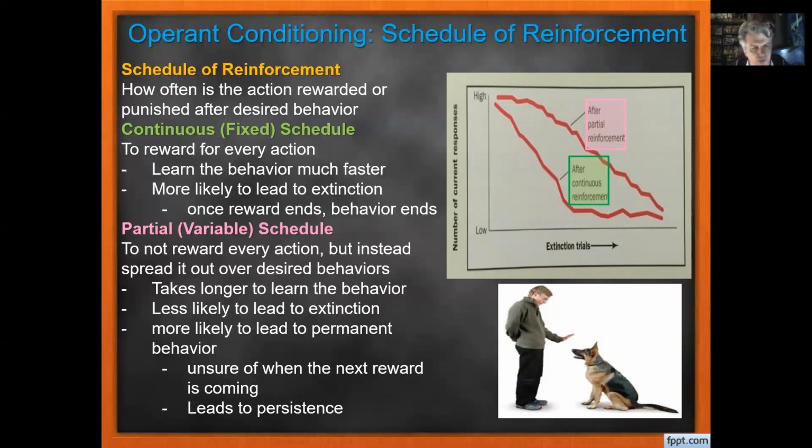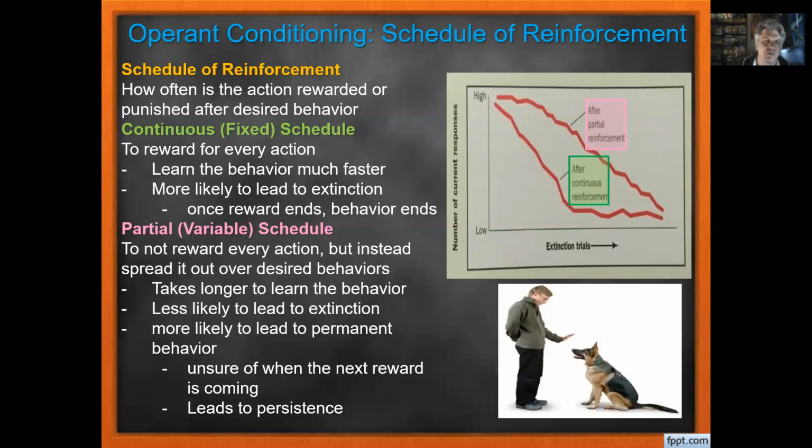A partial variable schedule, it's going to take me a little bit longer to learn that particular action because it's spread out, but it's also going to lead to me going, hey, I got rewarded for this before. I may not get rewarded this time, but at some point it just might work. So it's less likely to lead to that extinction. You know, if every time I asked a girl out, she said yes, and one girl said no, I'm gonna stop asking girls out. You know, they're supposed to say yes. Like that would ever happen.